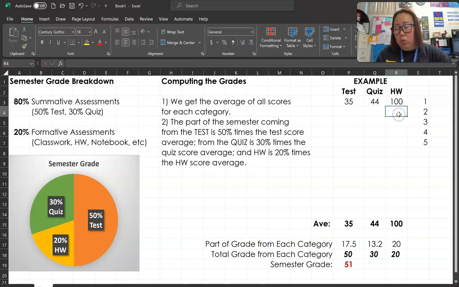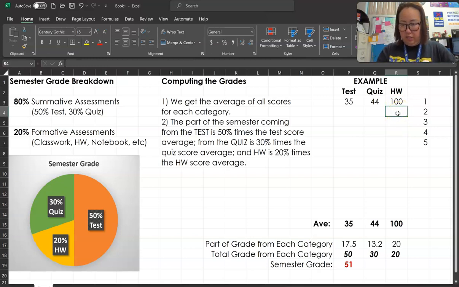Okay, now as you can see, the average is whatever was the grade here, and you can see down here at the bottom, out of the 50 coming from the test, 30 from the quiz, 20 from the homework, these are the percentages. So you can see that the semester grade has a total of 51%. Okay, so most likely, there will be more homeworks for the class.